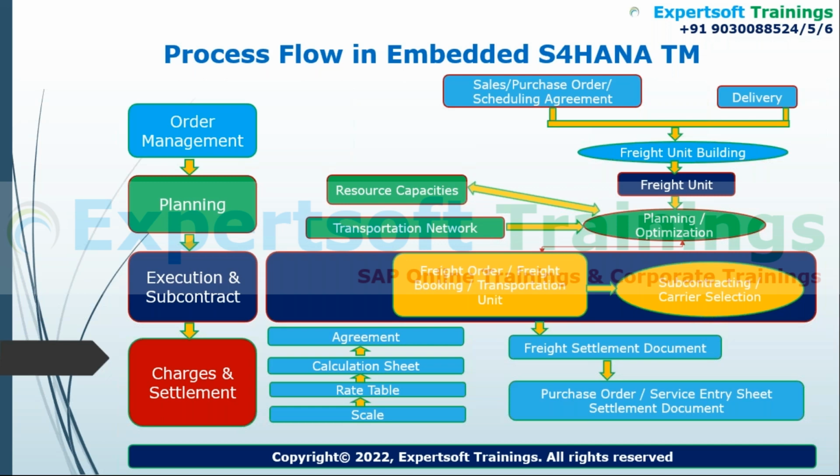Any questions so far? Now, as I told you, as part of the planning, you can also do an automatic carrier selection. If you want to have automatic carrier selection done, you can use that process also. Again, that setup is completely dependent on how you are setting up the transportation network for the optimizer. This is the master data. If the master data setup is such that the carrier should be determined automatically, then once you do the planning in the freight order or freight booking, my carrier will also be automatically assigned.